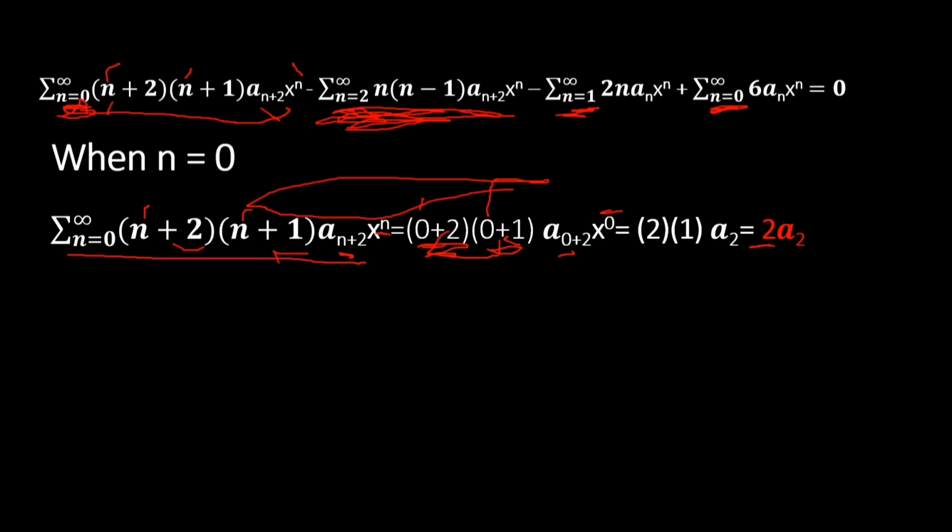Then 0 plus 2 here, what will it give me? It will give me 2. So I will have what? A subscript 2. You can see A subscript 2 here. But x raised to power 0 will give me what? 1. Of course, you know that any number or any variable raised to power 0 will give me 1, so I don't need to write 1 here. So this is what we arrive at for the first part by substituting n equals to 0.